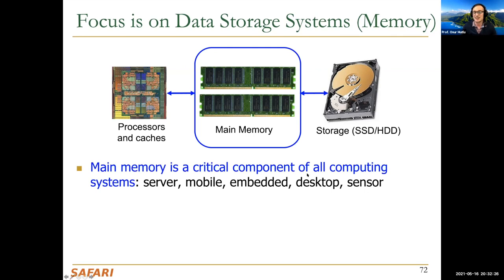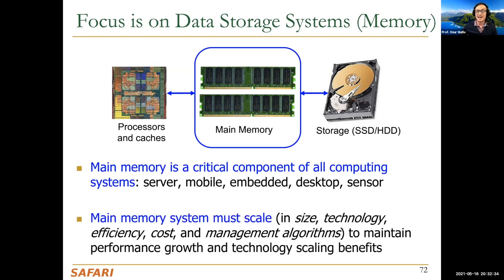Essentially, main memory is a critical component of all computing systems we design today. Whatever system you design, you have to have some sort of working storage or working memory. And this system must scale in many dimensions, in terms of its capacity, technology, efficiency, cost, and the algorithms we use to manage it, to maintain the performance growth and technology scaling benefits so that we can solve the problems that I mentioned earlier in a more efficient manner.